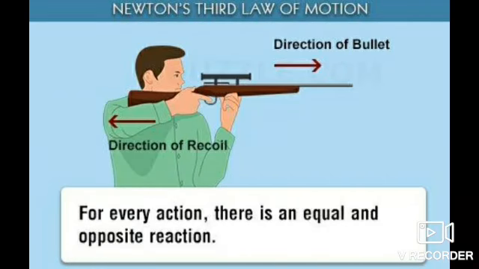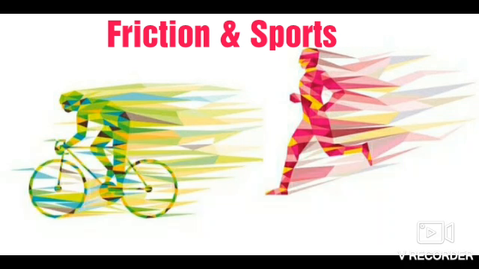In shooting, when a gun or pistol is fired, the bullet moves forward. This is action. The gun or pistol jerks backward. This is reaction. And now we will come to a new topic, that is friction and sports.